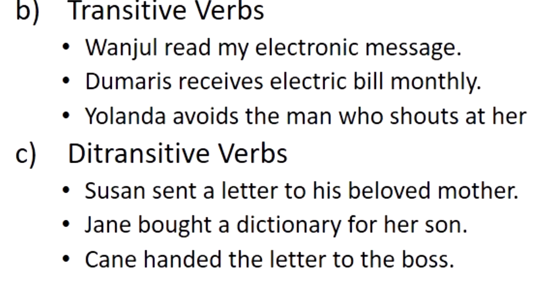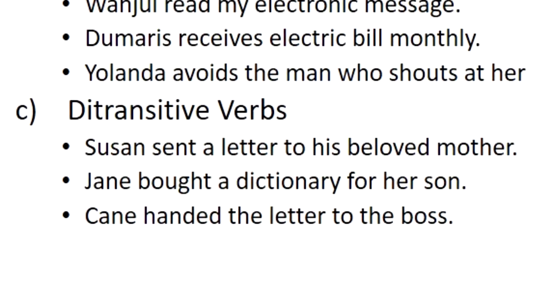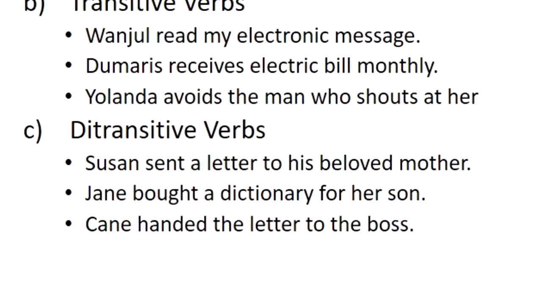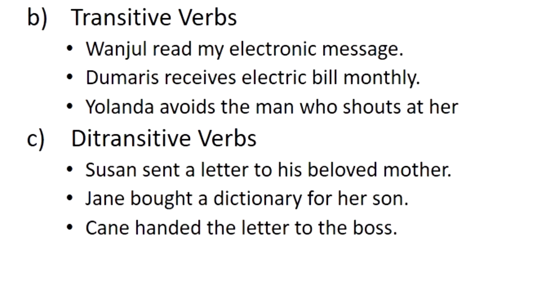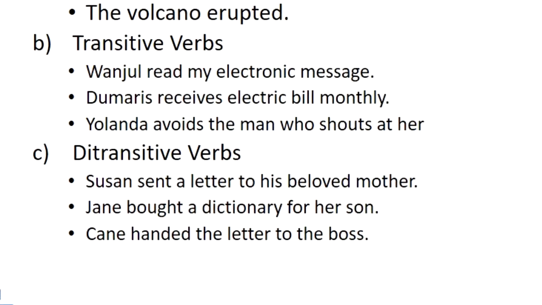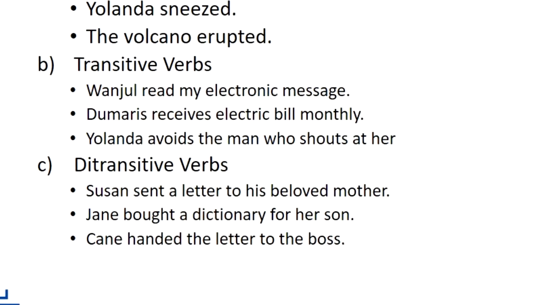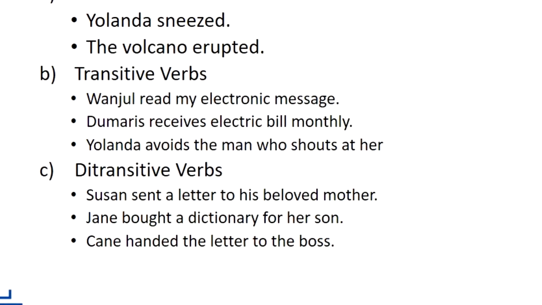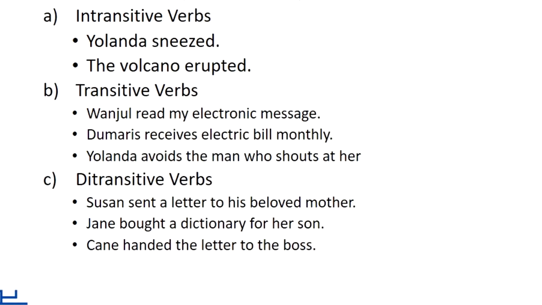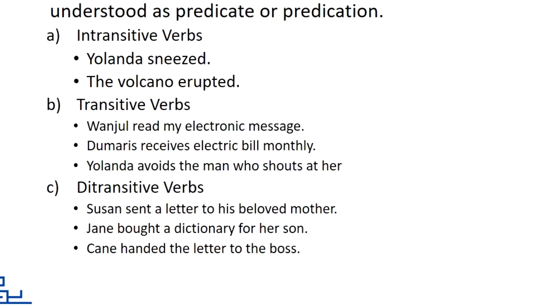Last one, it is the transitive verbs. The transitive verb has three arguments. So you can see the example: Susan sent a letter to his beloved mother. Jane bought a dictionary for her son. Ken handed the letter to the boss. So the verbs in sentences 1, 2, and 3 are transitive. Their pattern is X, verb Y, to or for Z.